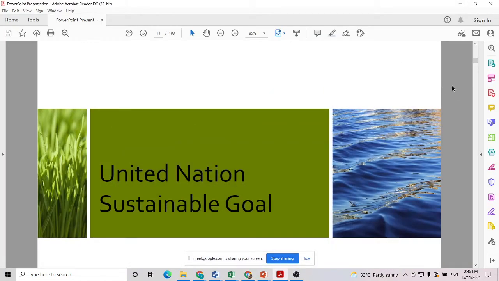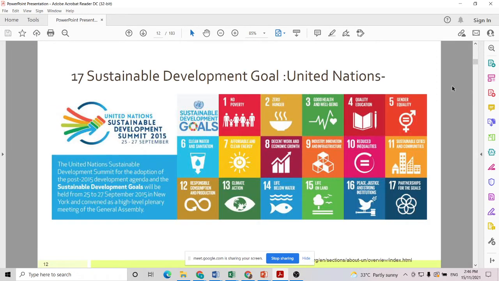Alright, so we proceed with the United Nations Sustainable Goals. The United Nations, UN, provides 17 sustainable development goals, including no poverty, zero hunger, good health and well-being, quality education, gender equality, clean water and sanitation, affordable and clean energy, decent work and economic growth. Number 9, industry, innovation and infrastructure.